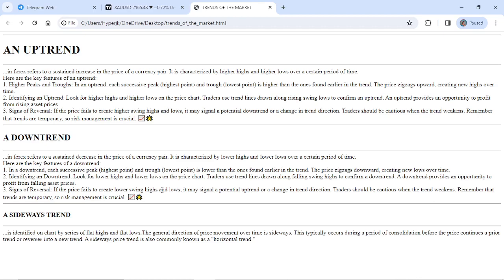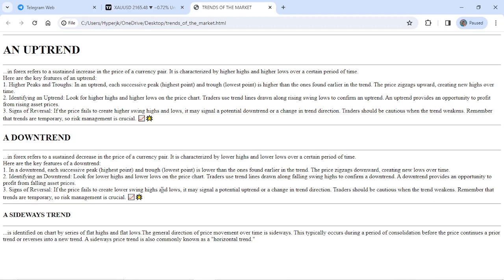And here are the features of a downtrend. In a downtrend, each successive peak, that's the highest point, and the trough, that's the lowest point, is lower than the ones found earlier in the trend. So if you can make a picture of what a downtrend looks like in your head, and it tells you that each successive peak is lower than the previous one, that means you will be picturing something that keeps going down, because the high and the low is lower than the previous one. So the price zigzags downward, creating new lows over time.